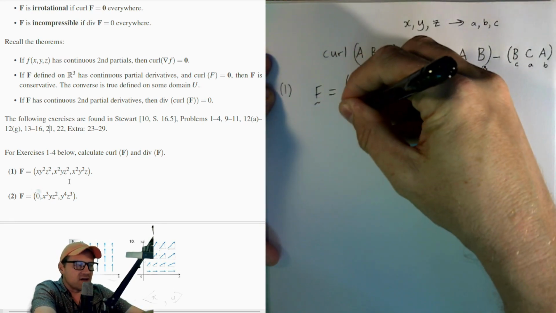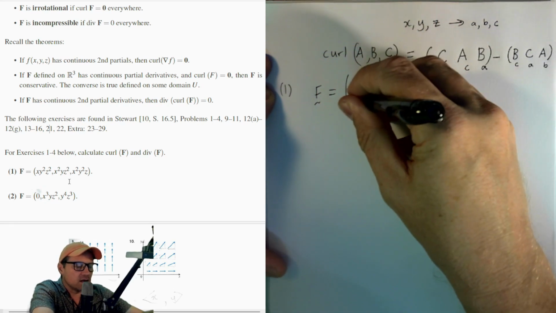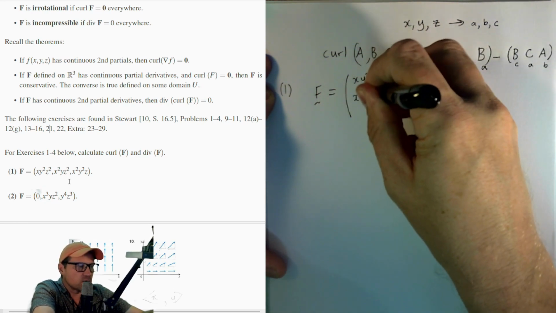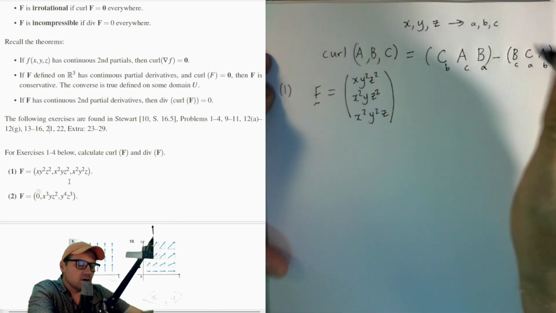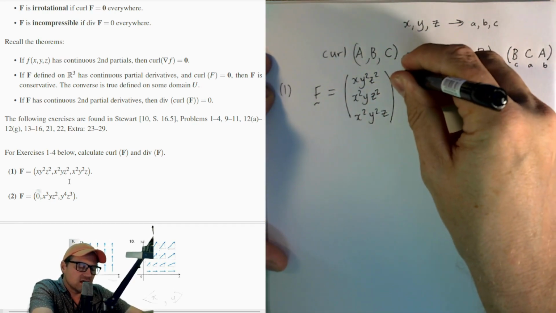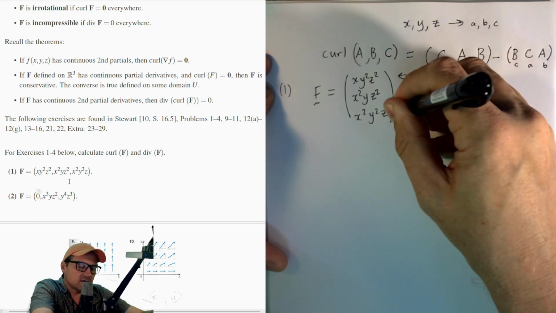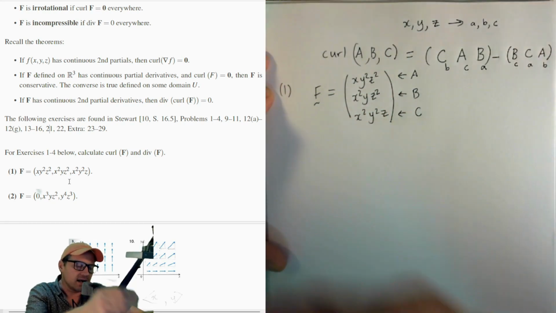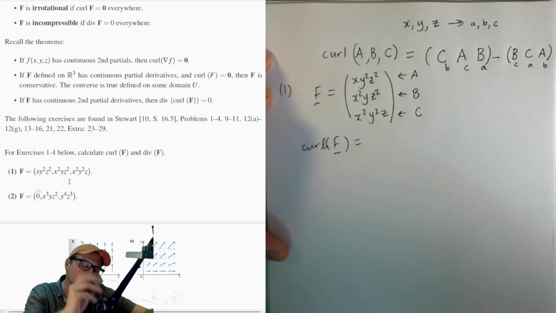All right, so we have f is xy²z², then x²yz², then x²y²z. Okay, and so this here is our A, this here is our B, this here is our C. All right, and so then curl of f, let's use this formula right here.